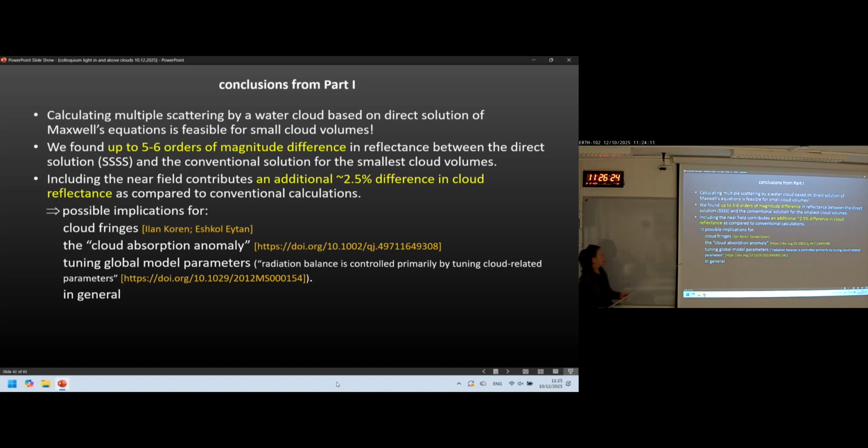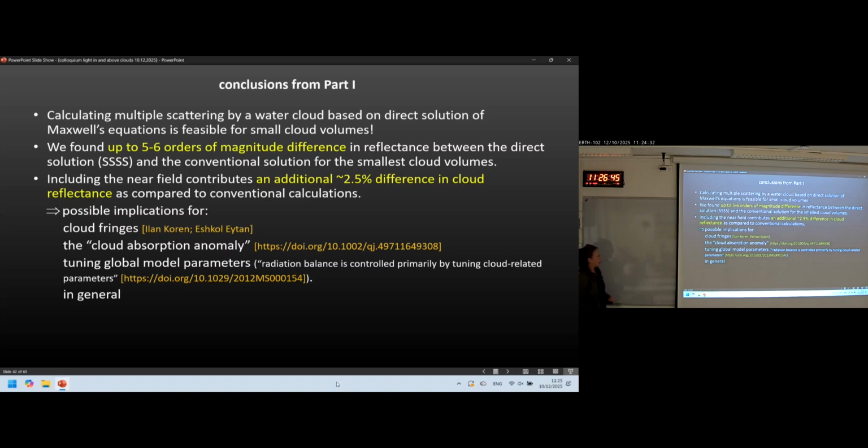We found, as I mentioned, up to 5 to 6 orders of magnitude difference in reflectance between the direct solution, the original SSSS, and the conventional solution that's used in models today. And just adding the near field in contributes an additional 2.5% difference in the cloud reflectance.